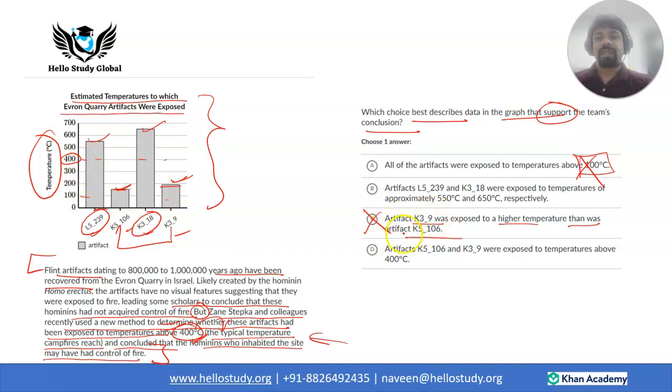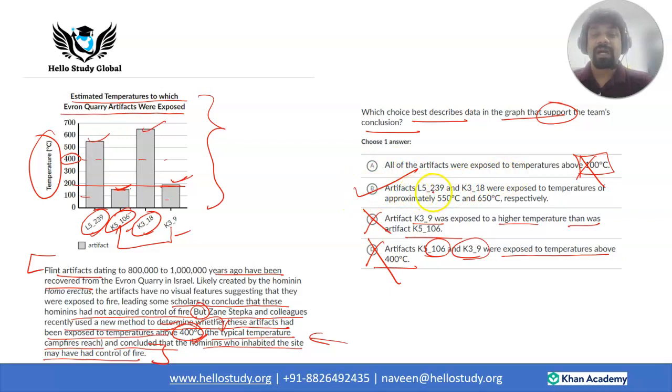this answer. Answer choice D says artifact K5106. K5106 is this one, and 39 were exposed to temperature above 400 degrees Celsius, which is factually incorrect. They were exposed to temperature below 400 degrees Celsius. So we're left with only answer choice B, which should be the right answer.